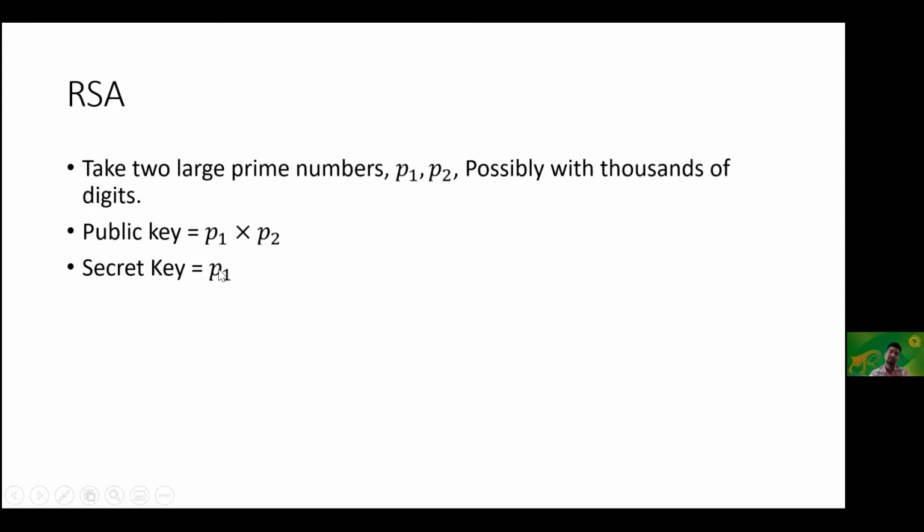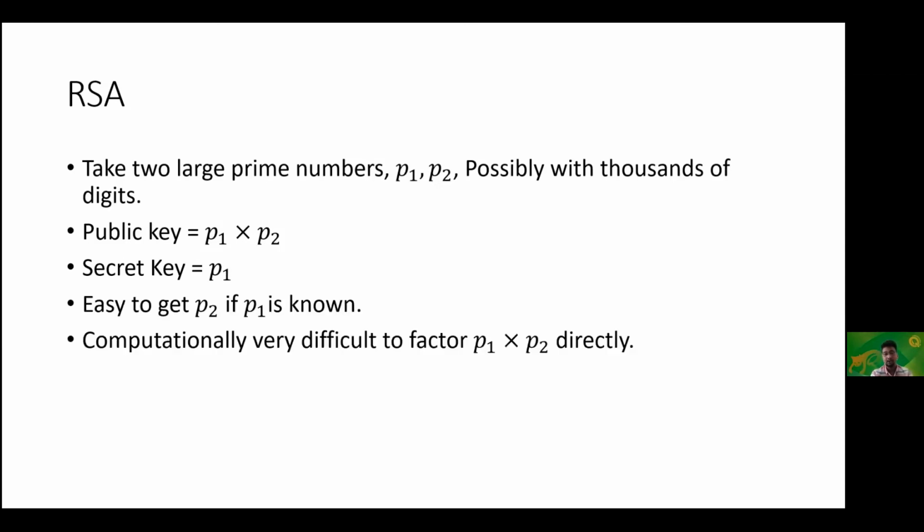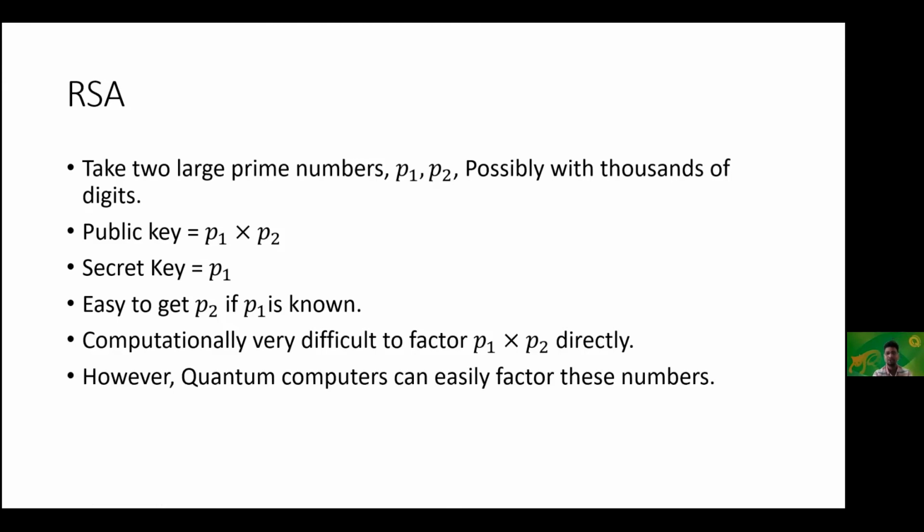So what happens here is this multiplication. After the multiplication, the number you get becomes the public key, and the secret key is P1. And if you know P1, it's very easy to know P2 because you can just divide and you will know what P2 is. But computationally, it's very difficult to get P2 from just the multiplied number.